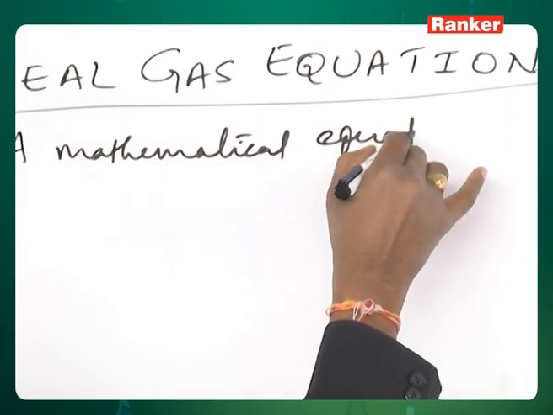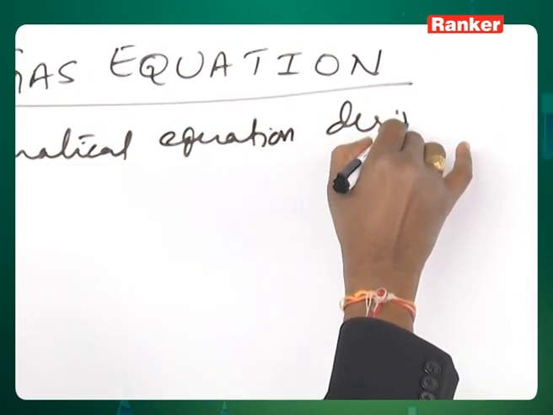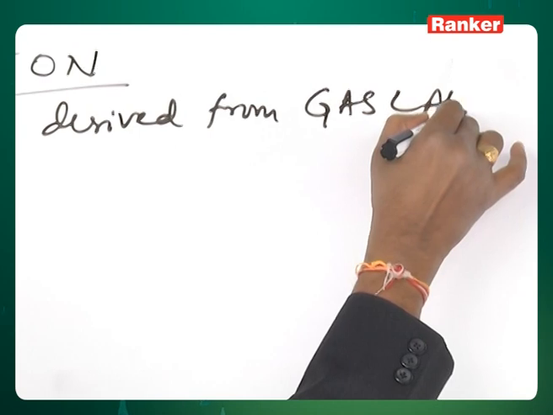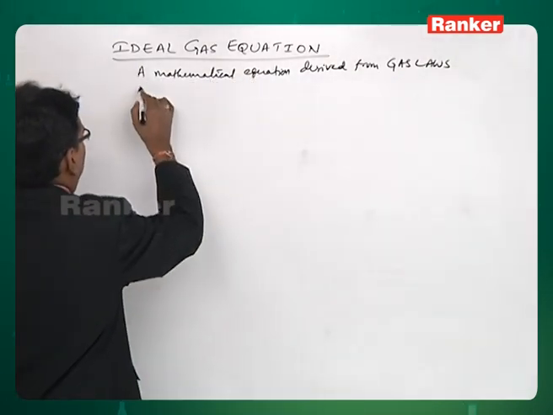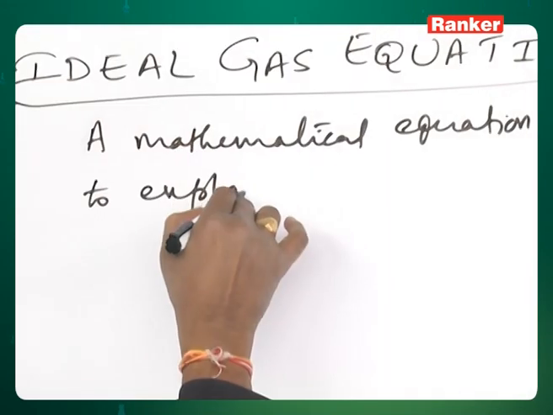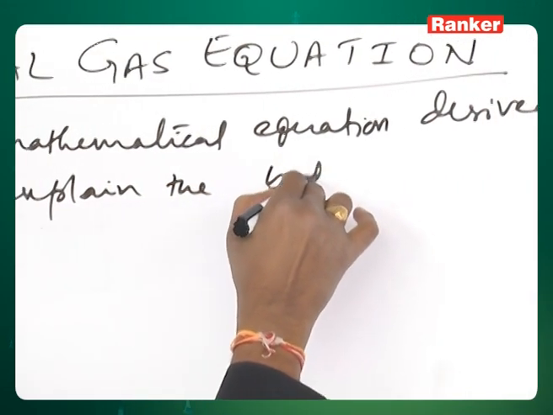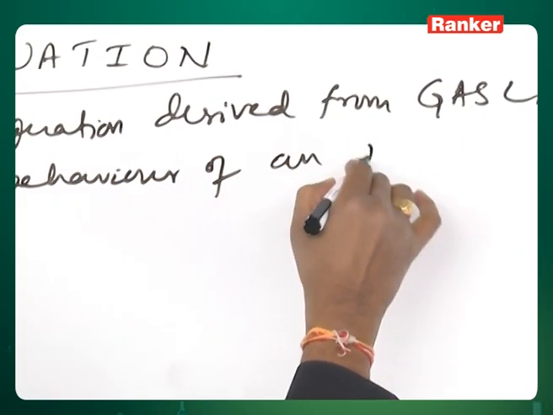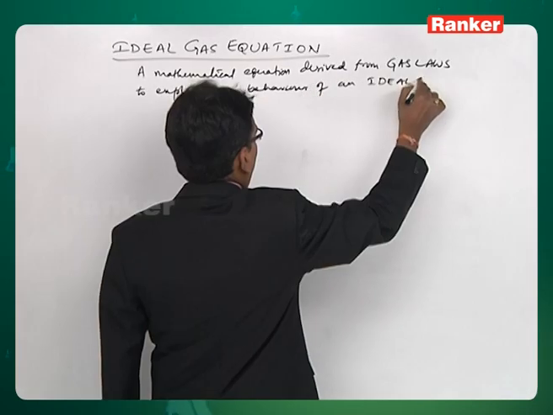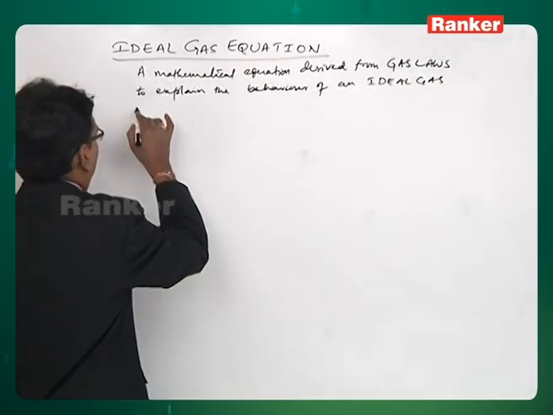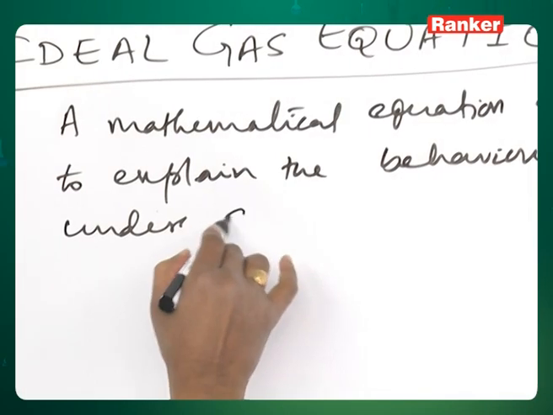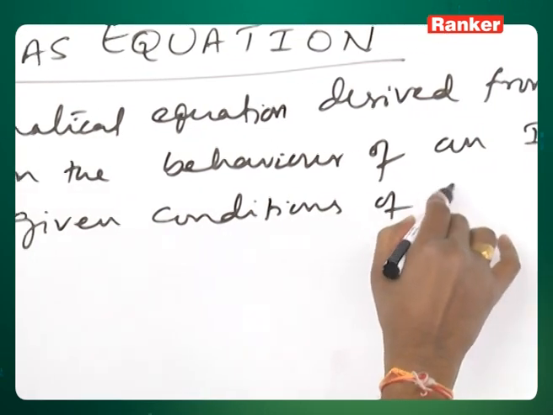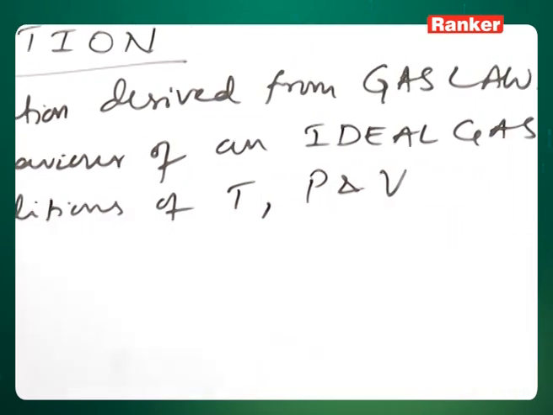equation derived from gas laws to explain the behavior of gases, the behavior of an ideal gas, under given conditions of temperature, pressure and volume.